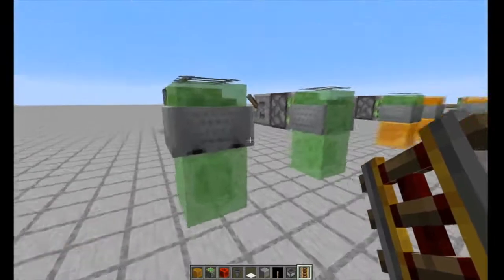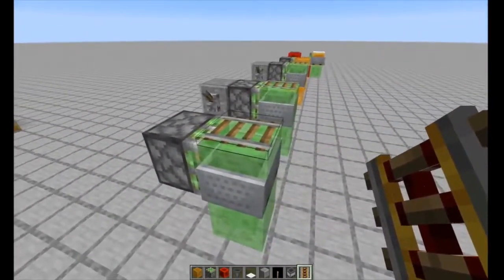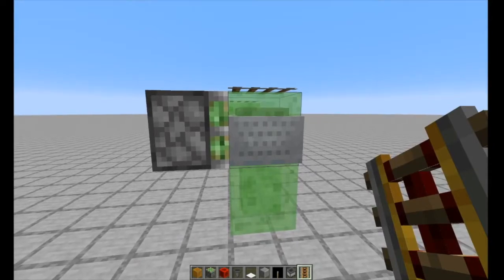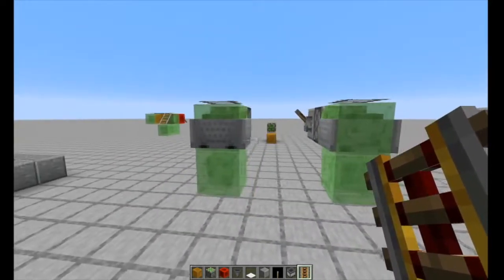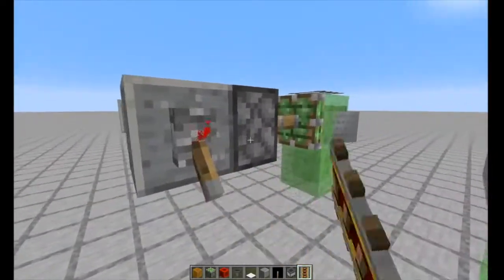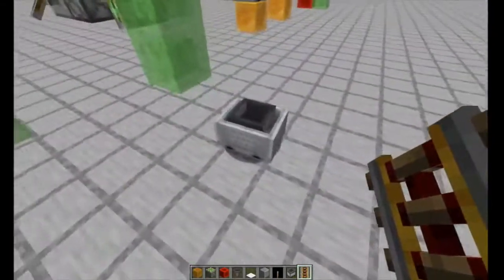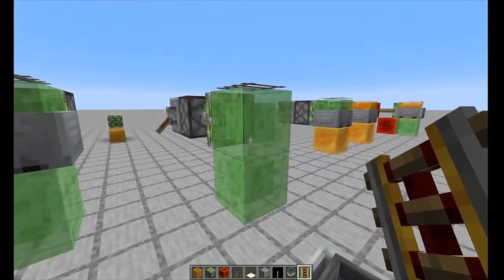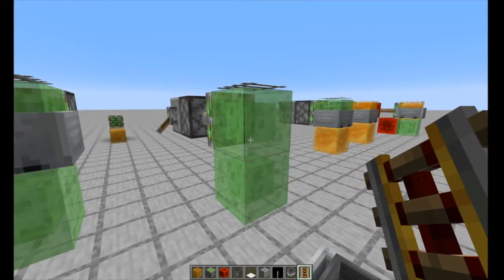So let's look at this right here. I have a rail on top of this one. What if I could do the same exact thing I did before with slime blocks? If I power this one, watch what happens. Yeah, the hopper minecart doesn't get held in place by the slime blocks because the slime blocks are not sticky like the honey blocks.